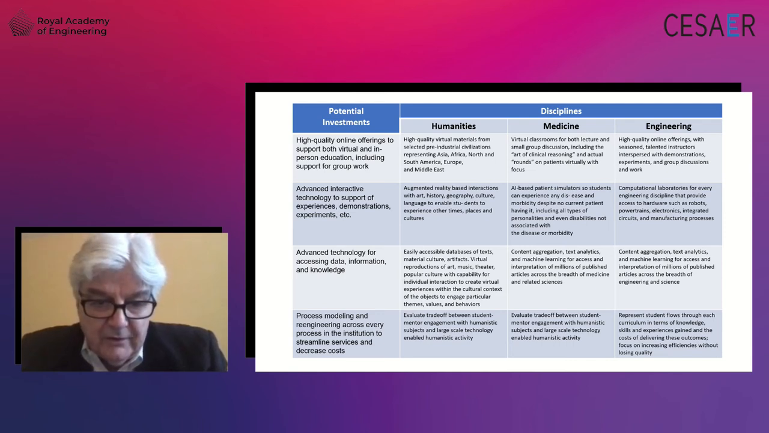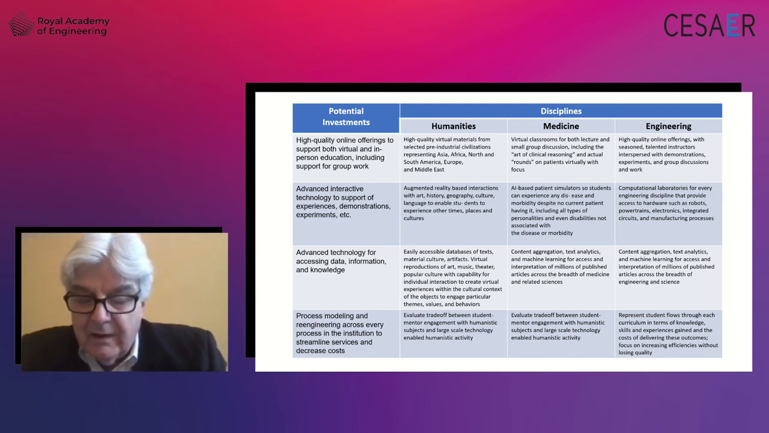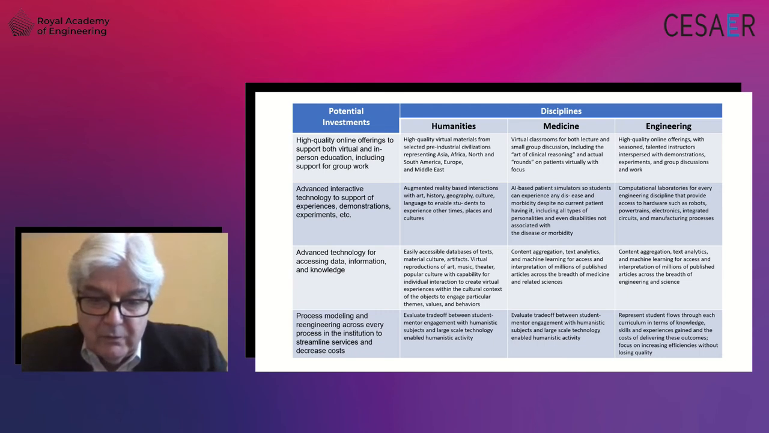The final row is process modeling and re-engineering across the institution. This is a matter of really understanding the flow of students through each curriculum and each content module. And we could have enormous efficiencies in this. I mean, the reason that Georgia Tech can give a whole degree for $7,000 is because they've really thought through the processes and really invested in the efficiency of those processes.